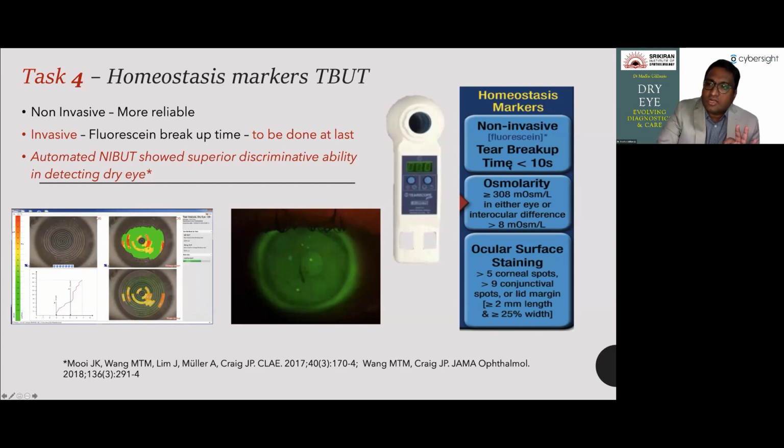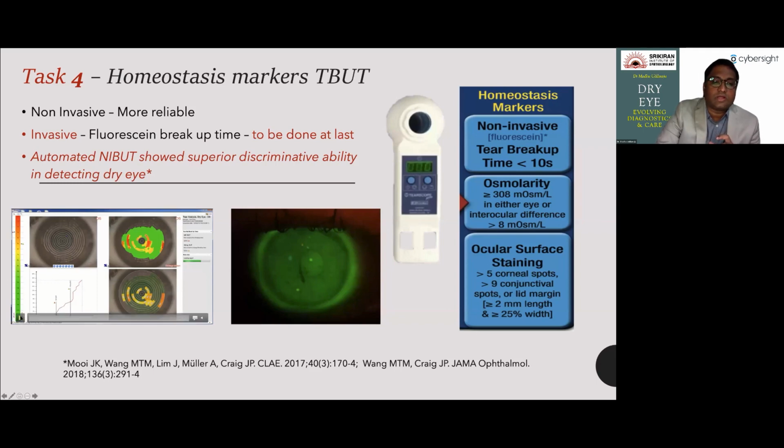This is the order in which you have to do the tests. If you don't have non-invasive tear breakup, forget about it. If you don't have access to osmolarity, forget about it. The next thing you have to do is the conjunctival staining. Once you finish the conjunctival staining, look at the cornea, conjunctiva, and lid margin, and then finally look at the invasive TBUT with fluorescein. If you do this single test, that is good enough for you to know whether the patient has a break in the homeostasis.